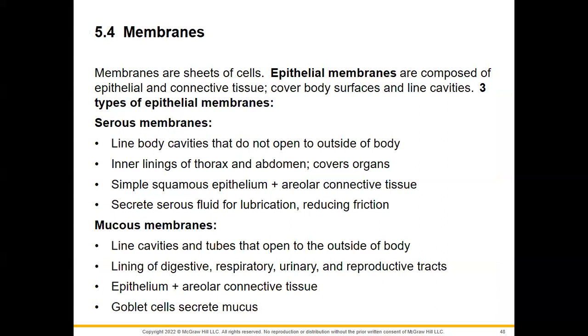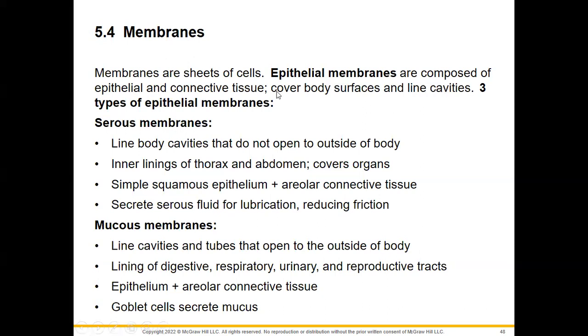Let's talk a little bit about membranes. So membranes are sheets of cells. That is it. A membrane is a sheet of cells. Epithelial membranes are composed of epithelial tissue and connective tissue. So remember, this is a sheet of tissue, and now you have two different types of tissues that can make up your epithelial membranes. Remember, epithelium cover body surfaces and line body cavities.